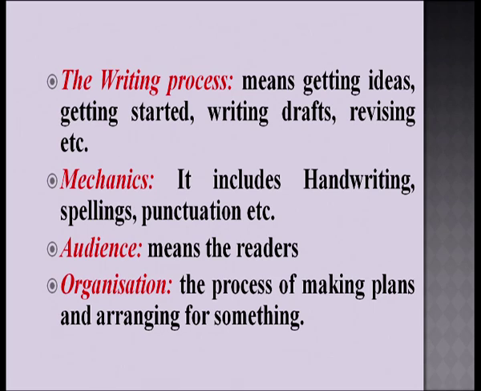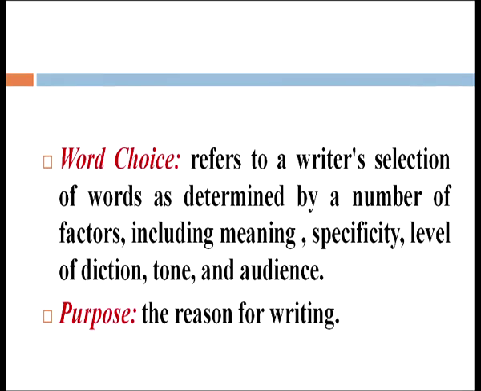Audience means the readers. Organization is the process of making plans and arranging for something. Then comes word choice, which refers to a writer's selection of words as determined by a number of factors including meaning, specificity, level of diction, tone and audience. Purpose means the reason for writing.